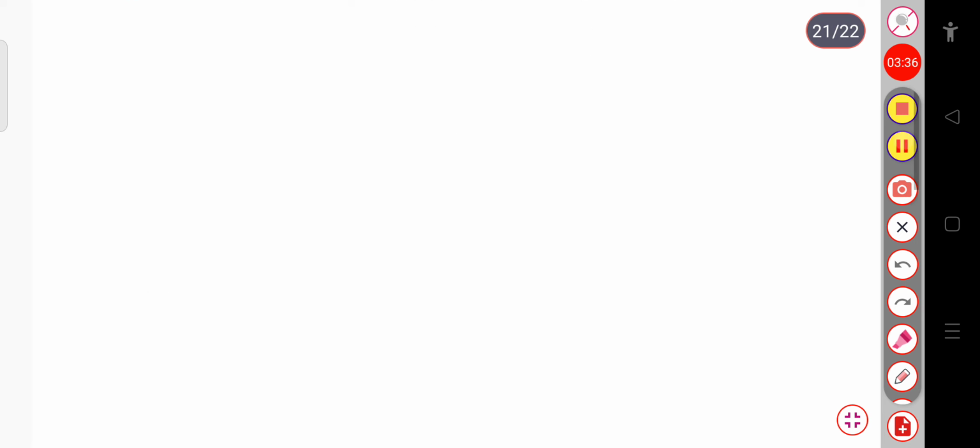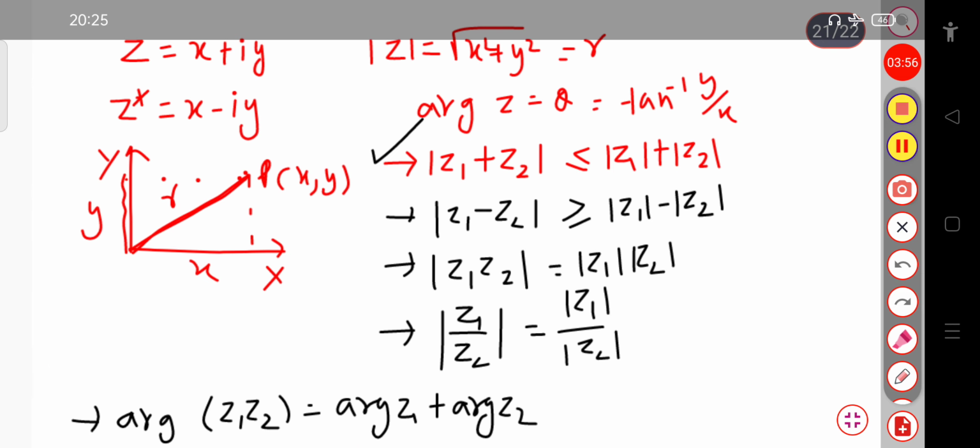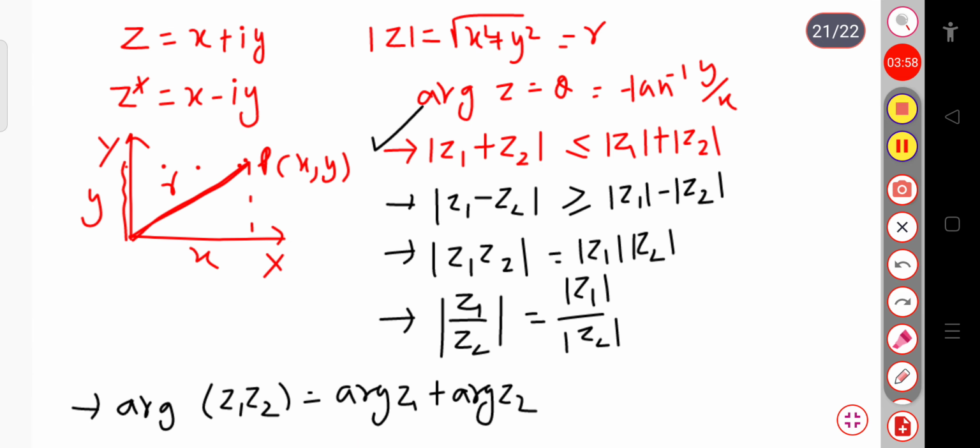Now we will see how we can represent this in polar form. We know in Cartesian form we can write z equal to x plus iy. This is the Cartesian representation. Also in polar form, from this diagram, the Argand plane, if it makes an angle theta with the x axis, then x will be equal to r cos theta, and y is r sin theta.